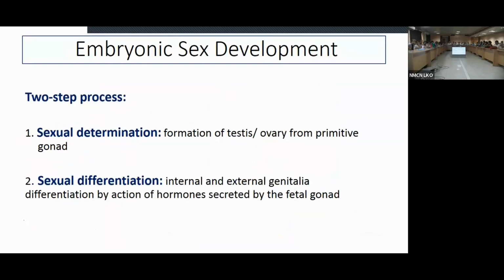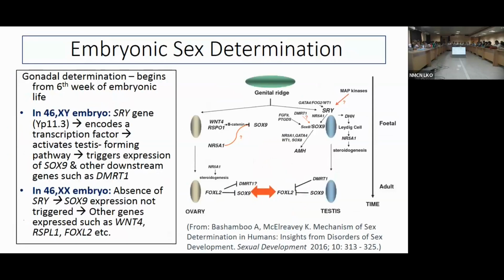So this sex development is actually a two-step process. First is sexual determination, and second is sexual differentiation. Sexual determination is the step where there is the formation of the testes or the ovary from the primitive gonad, and differentiation is when the internal and external genitalia differentiate by the action of hormones secreted by the fetal gonad. So, as I said, till about the 6th week of embryonic life, the gonad or that initial precursor is bipotential. But after that, the gonadal determination begins.